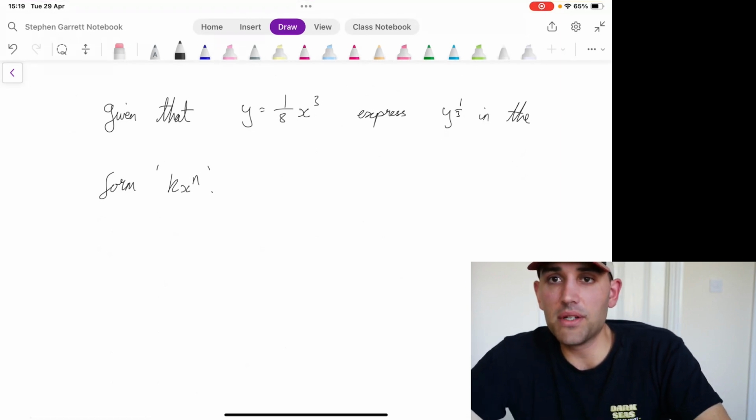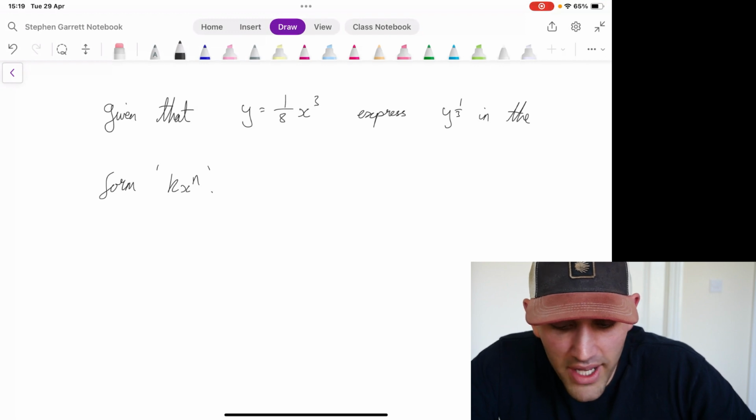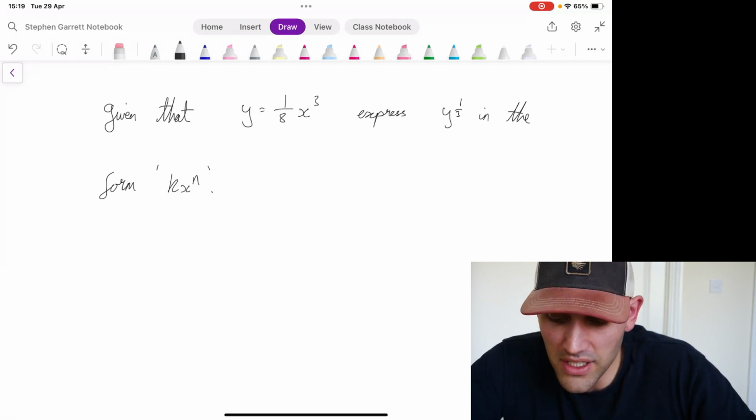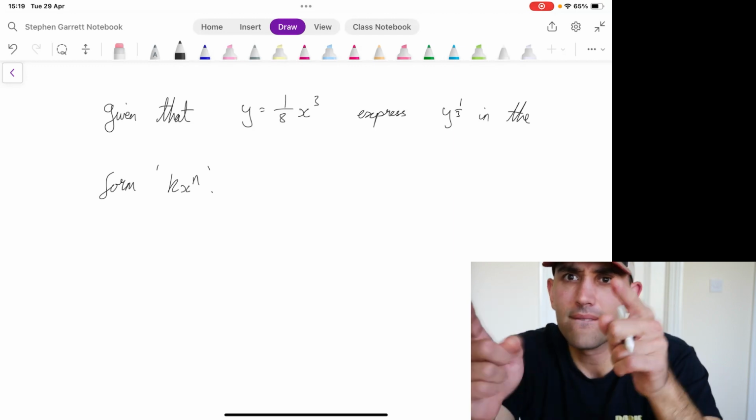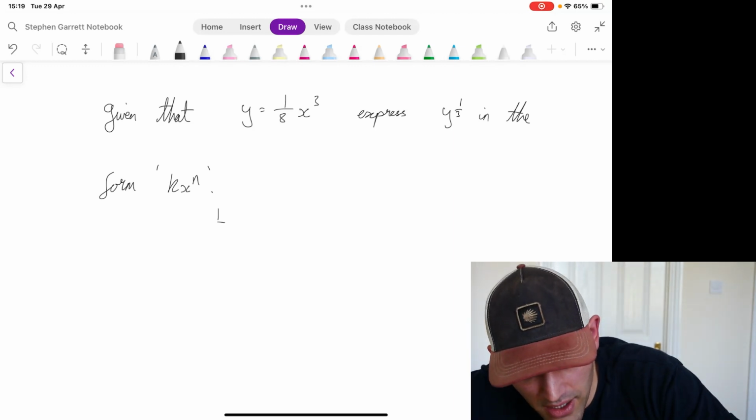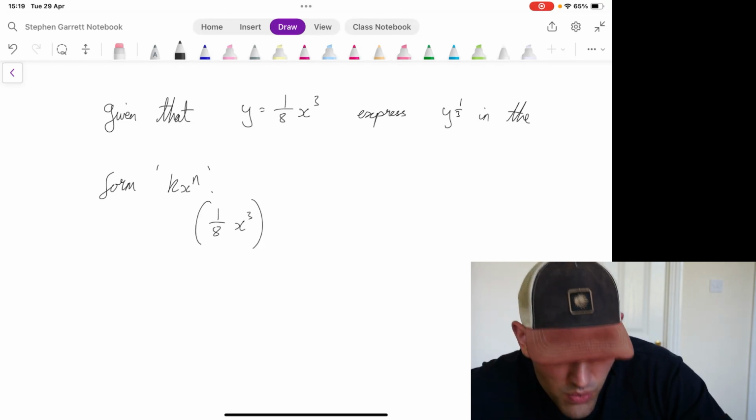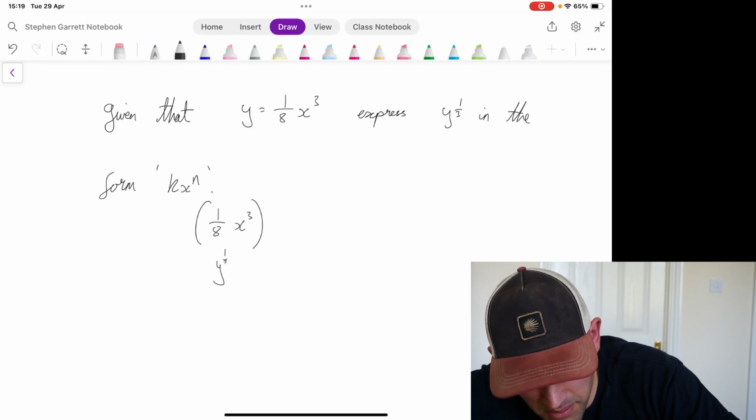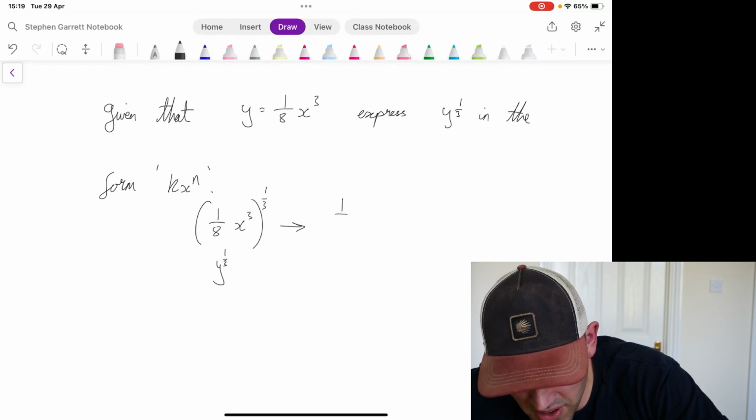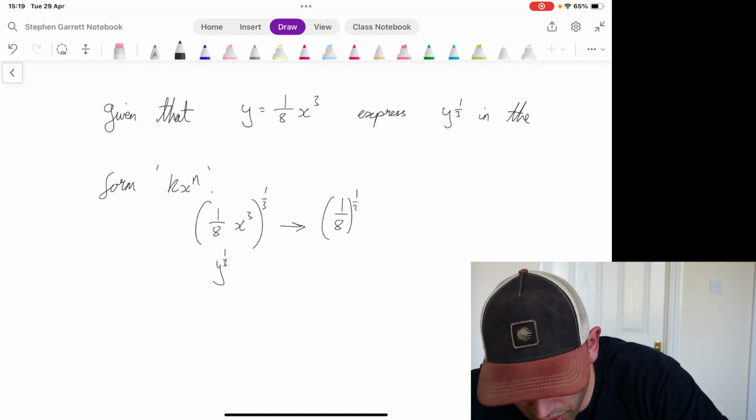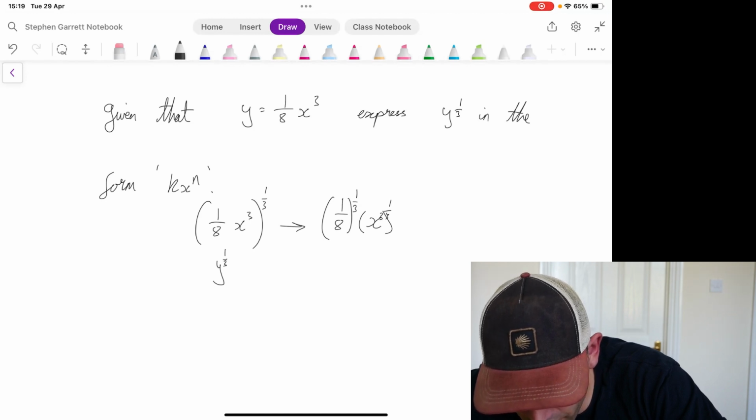Here we go. Last question before my camera dies. Given that y equals 1/8 x cubed, express y to the power of 1/3 in the form kx^n. Let's do it. Okay, 1 over 8 x cubed, which is y. So this is y raised to the power of 1/3. Okay, so that's all I've done. I'm going to distribute this power, so that's 1/8 to the power of 1/3, and then that's going to be multiplied by x cubed to the power of 1/3.